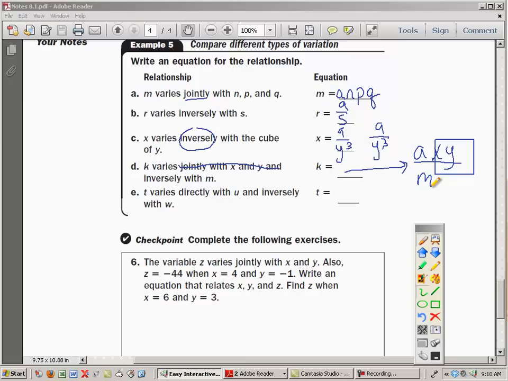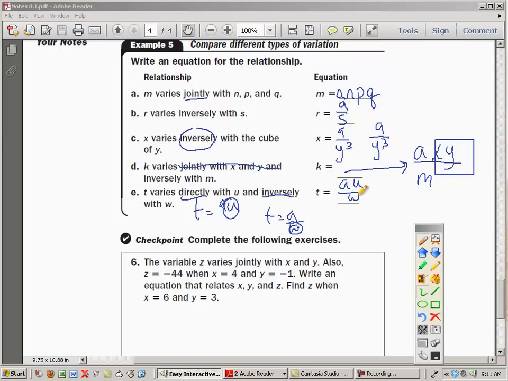All right, t varies directly with u and inversely with w. If t varies directly with u, that's t equals a times u. And I'm sorry, I said a over u earlier, that's not correct. And if it's inversely with w, t would equal a over w. So the u goes on top because it's direct. The w goes on the bottom since it's inverse. And so t is equal to a u all over w.